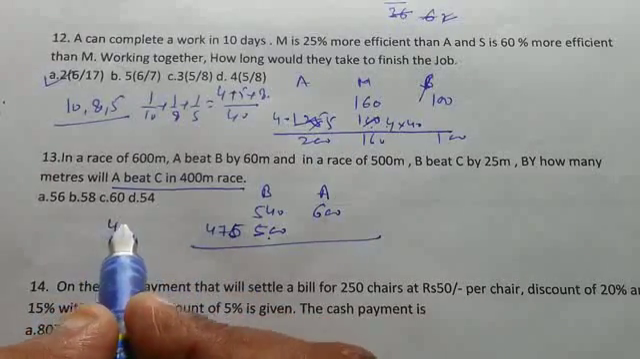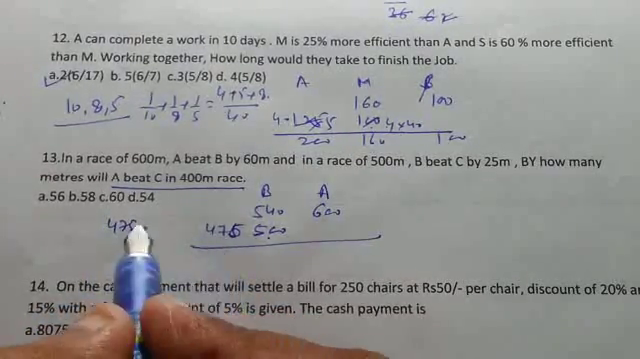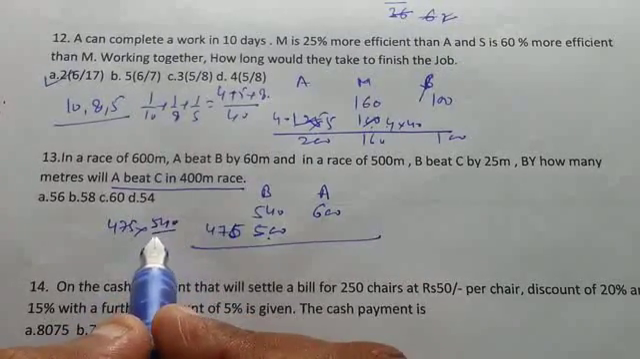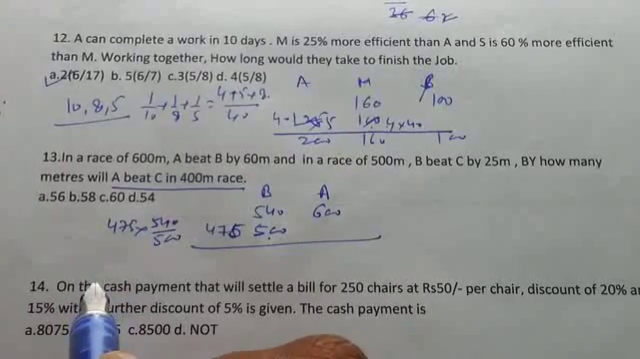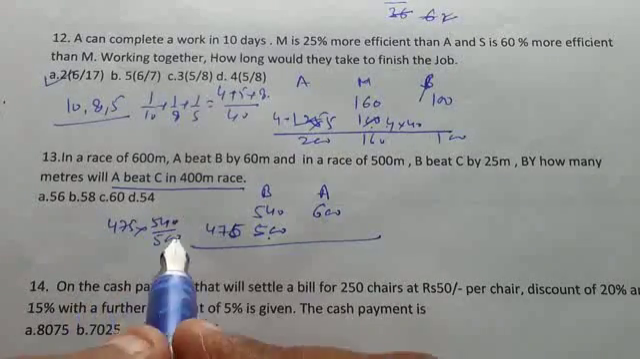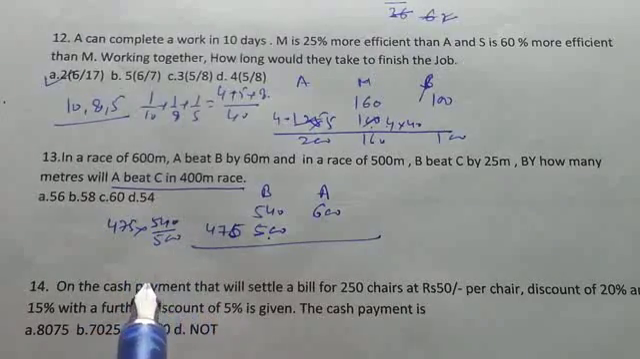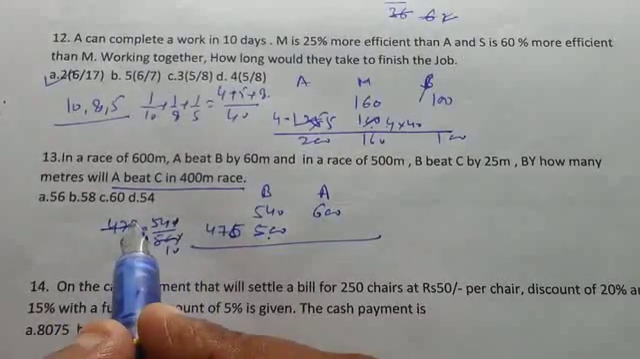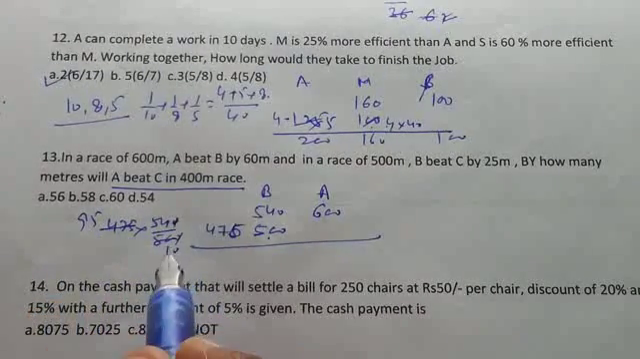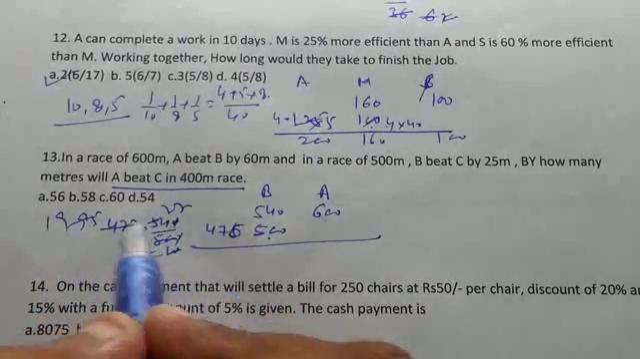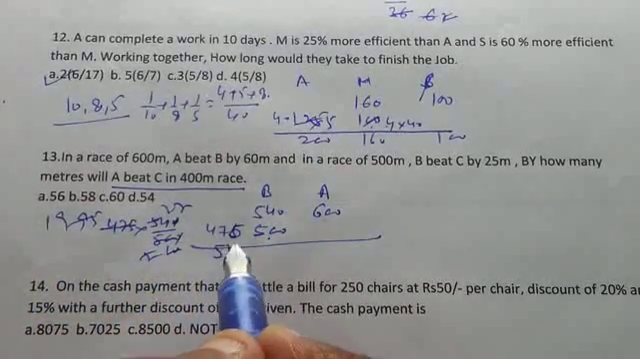So it will become 475 into 540 upon 500. Okay? Just solve it. So this value will become something like, we have to solve. 5 tens are, 5 nines are, 5 fives are, 5 twos are, 5 19s are, 227. So this value becomes 513.